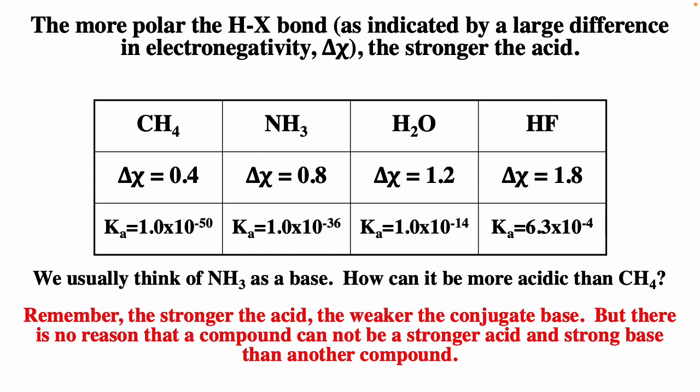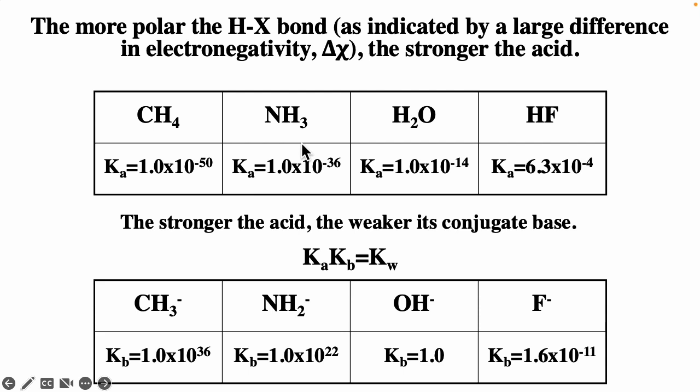Now it's kind of interesting, if you notice, NH3 is actually a stronger acid than CH4, but a compound could be a stronger acid and could be a stronger base than another compound. There's no reason that can't happen. Here we have an order of increasing acid strength. Remember, the stronger the acid, the weaker the conjugate base. Of these conjugate bases, obviously F- is going to be the weakest, and CH3- is going to be the strongest of those.